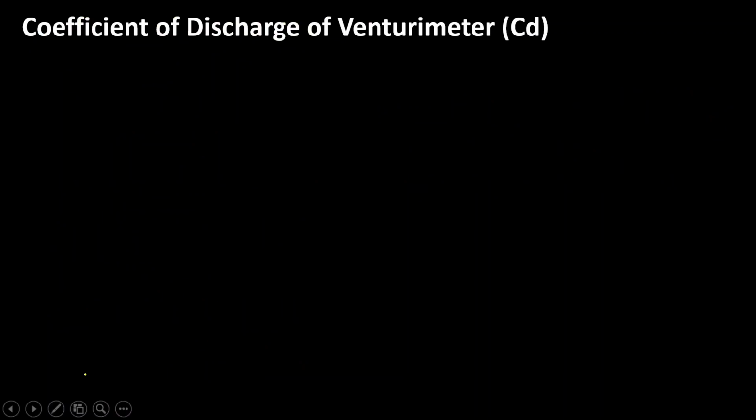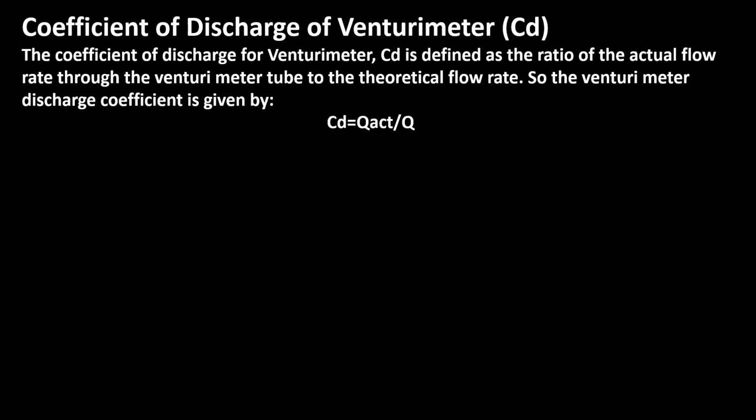After that I will write the coefficient of discharge of venturimeter. Another way, the coefficient of discharge for venturimeter CD is defined as the ratio of actual flow rate through the venturimeter tube to the theoretical flow rate, so the venturimeter discharge coefficient is given by CD equal to Q actual upon Q theoretical discharge.